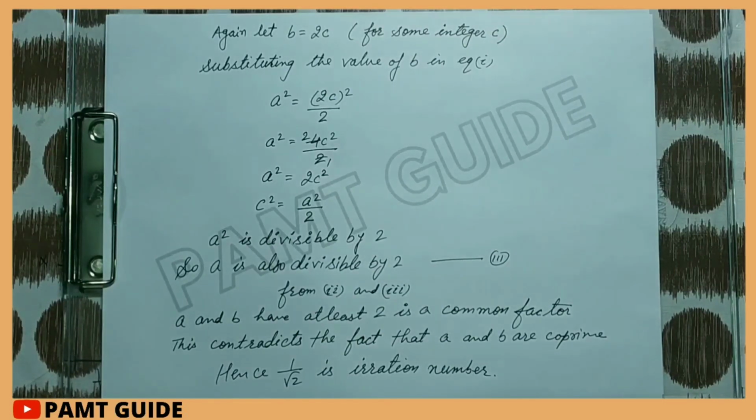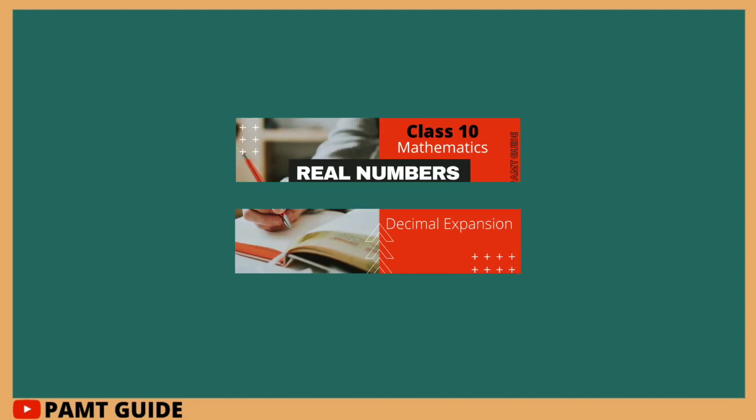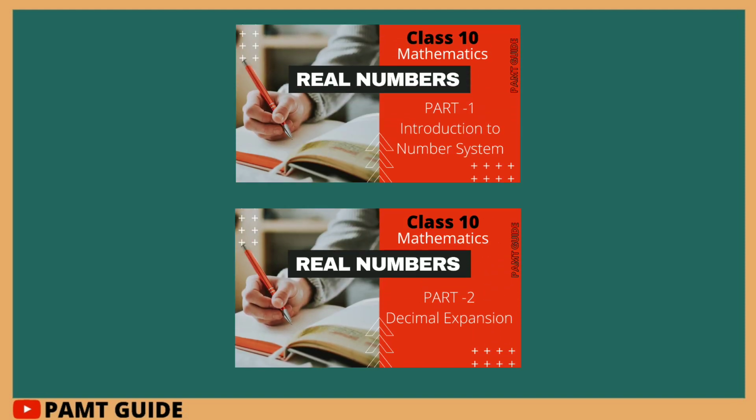And our next exercise 1.4 is about rational numbers and their decimal expansions. To study about rational numbers and their decimal expansion, visit our previous videos of real numbers part 1 and 2. So our first chapter completes here.